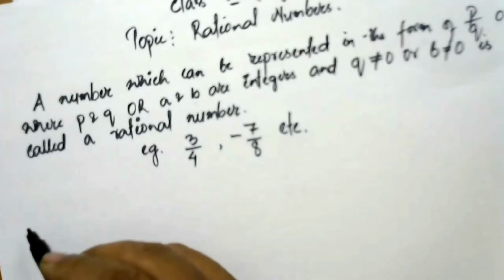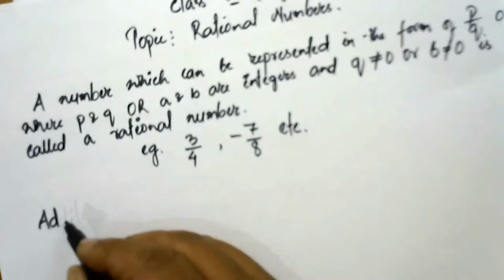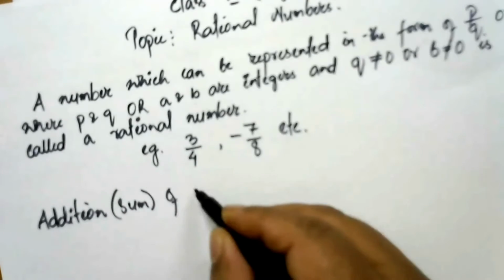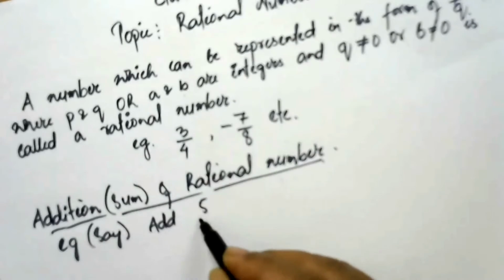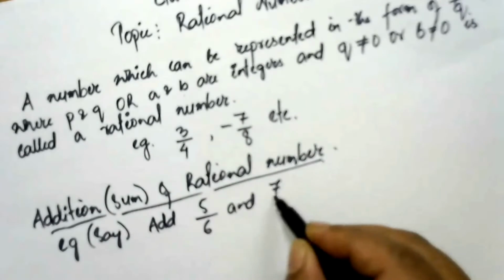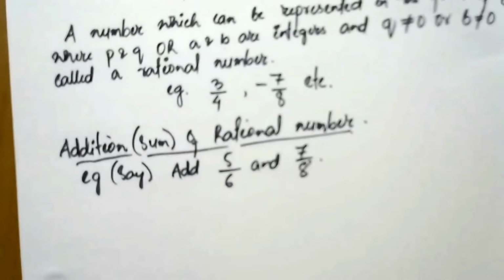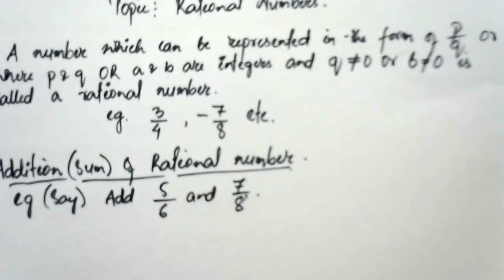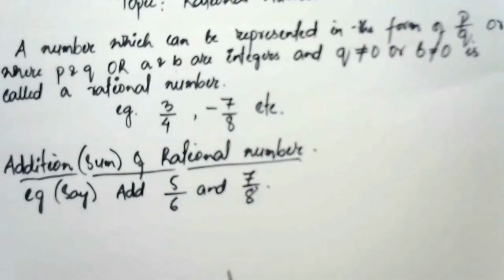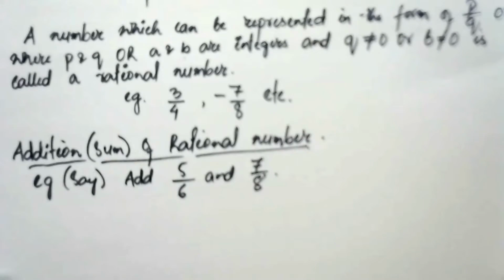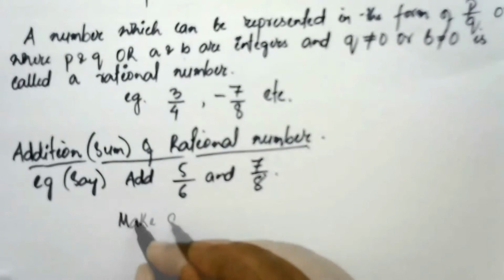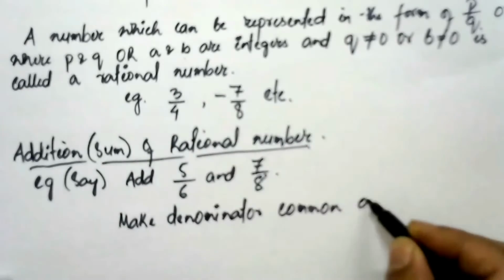So the first thing we need to know is that addition means the sum of rational numbers. For example, let's say 5 by 6 and 7 by 8. To solve this question, the first thing we need to do is make the denominators common or same. The denominator means the lower part of a fraction. So we need to make these two the same.